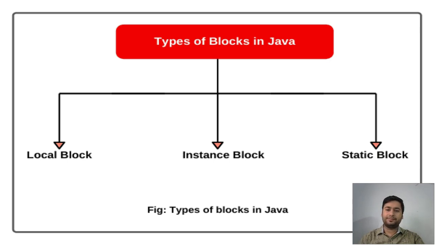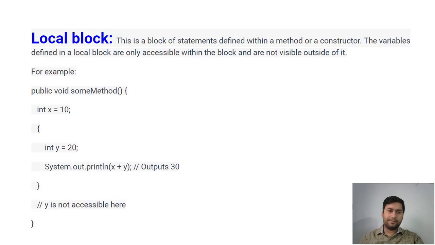Something like a finally block, something like a non-static block, and a synchronized block are also possible. But let us understand what the local block is, what the instance block is, and what the static block is. So what is the local block? This is a block of statements defined within a method or constructor. The variables defined in a local block are only accessible within the block and are not visible outside of it.